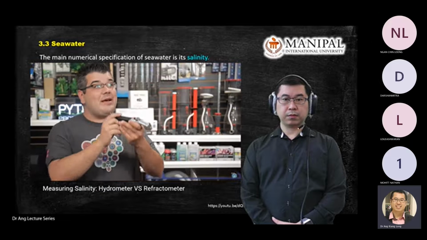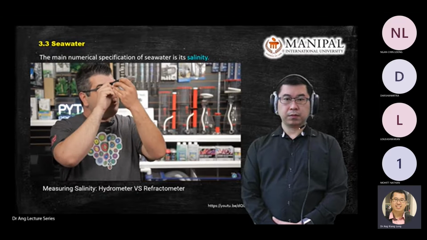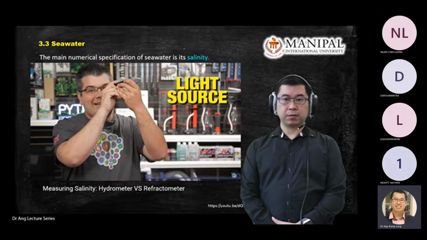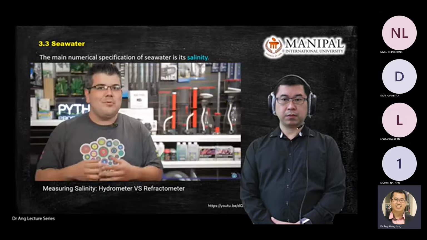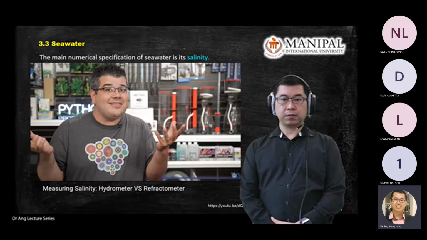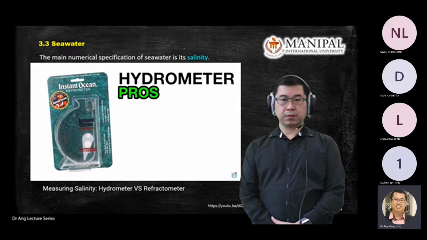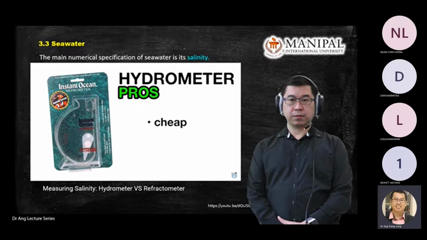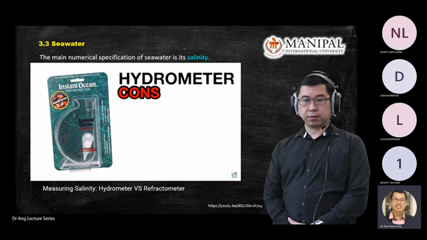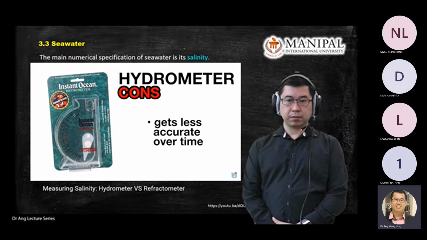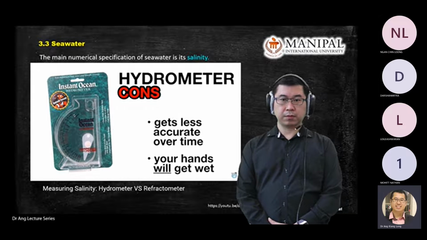Pro tip, when measuring salinity, point your refractometer to a good light source to get a clear reading. So now you know how to measure salinity. But what are the pros and cons of each device? Hydrometer pros. Hydrometers are cheap, easy, and provide a fast reading. Cons. Over time, they lack accuracy. Your hands will get wet.